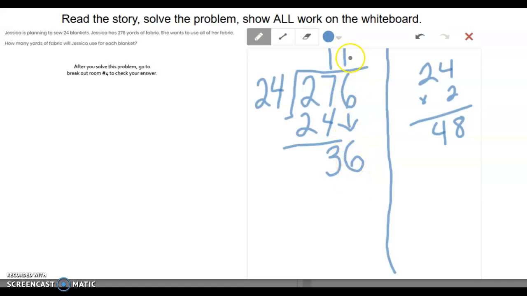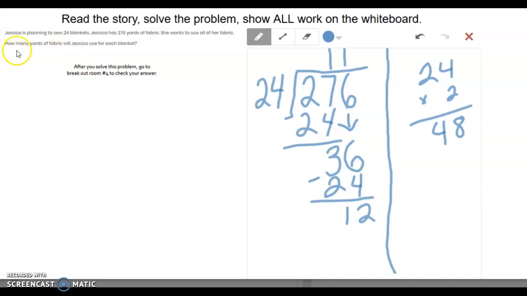Okay, so now I multiply. 1 times 24 is 24. And I find the difference between 36 and 24. 6 minus 4 is 1. 3 minus, oh no, that's 2. Pardon me, let me erase that. 6 minus 4 is 2. 3 minus 2 is 1. So I've got 12 yards left over.